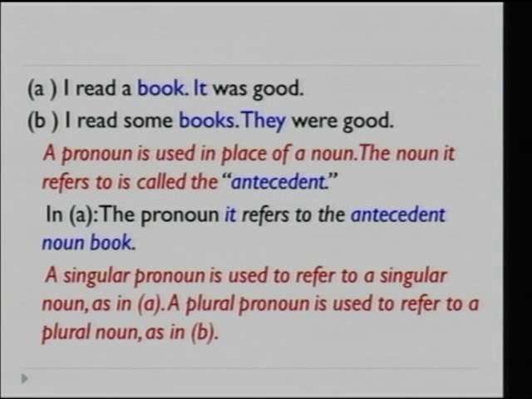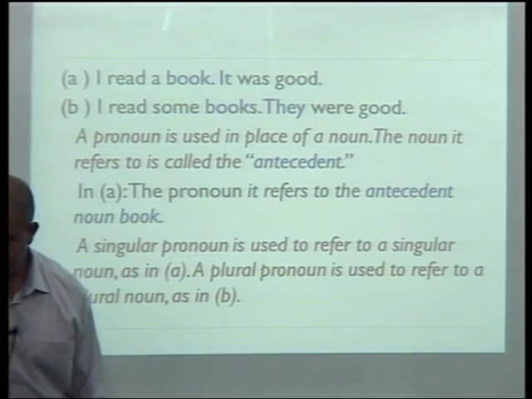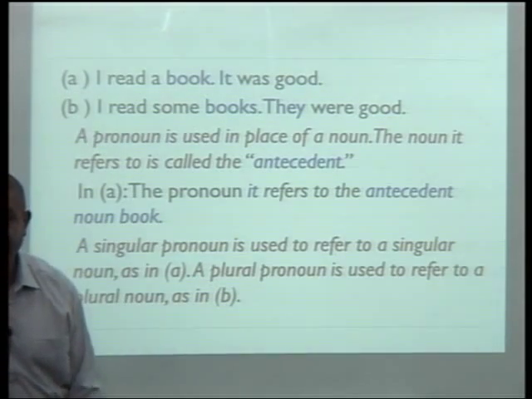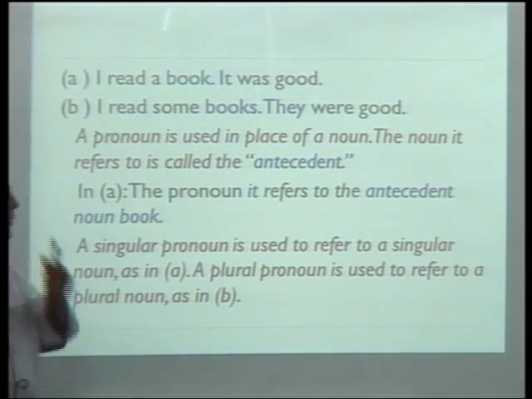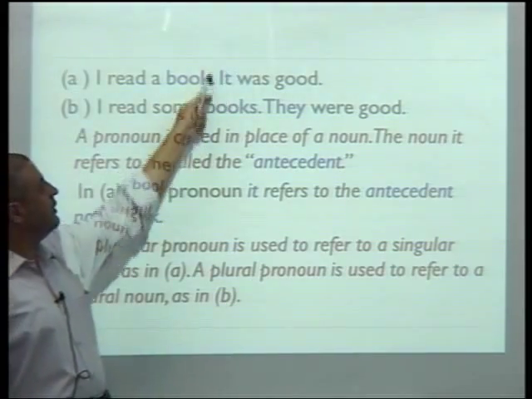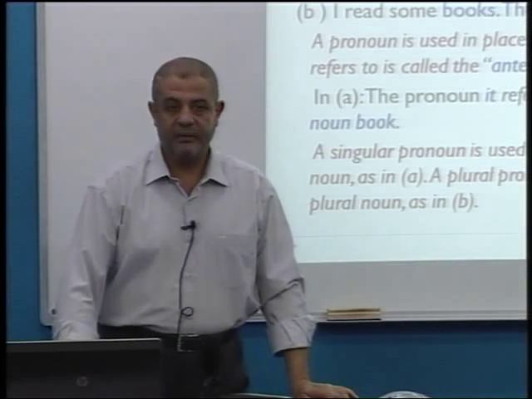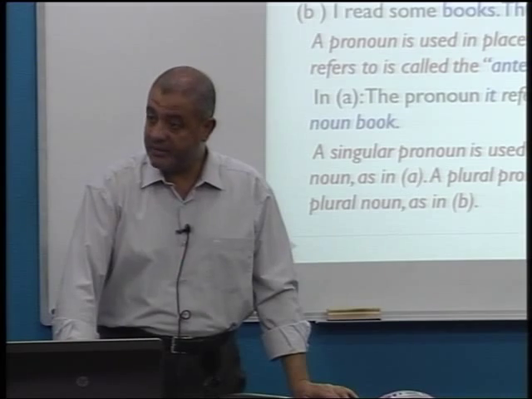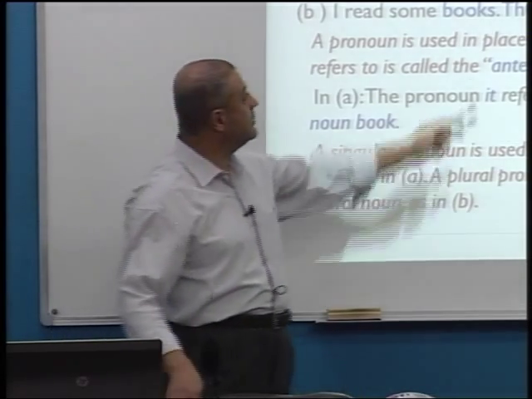I read a book. It was good. It refers to what? The book. Book is called antecedent. Now, what type of pronoun is it? Singular. Subject. It refers to the subject.